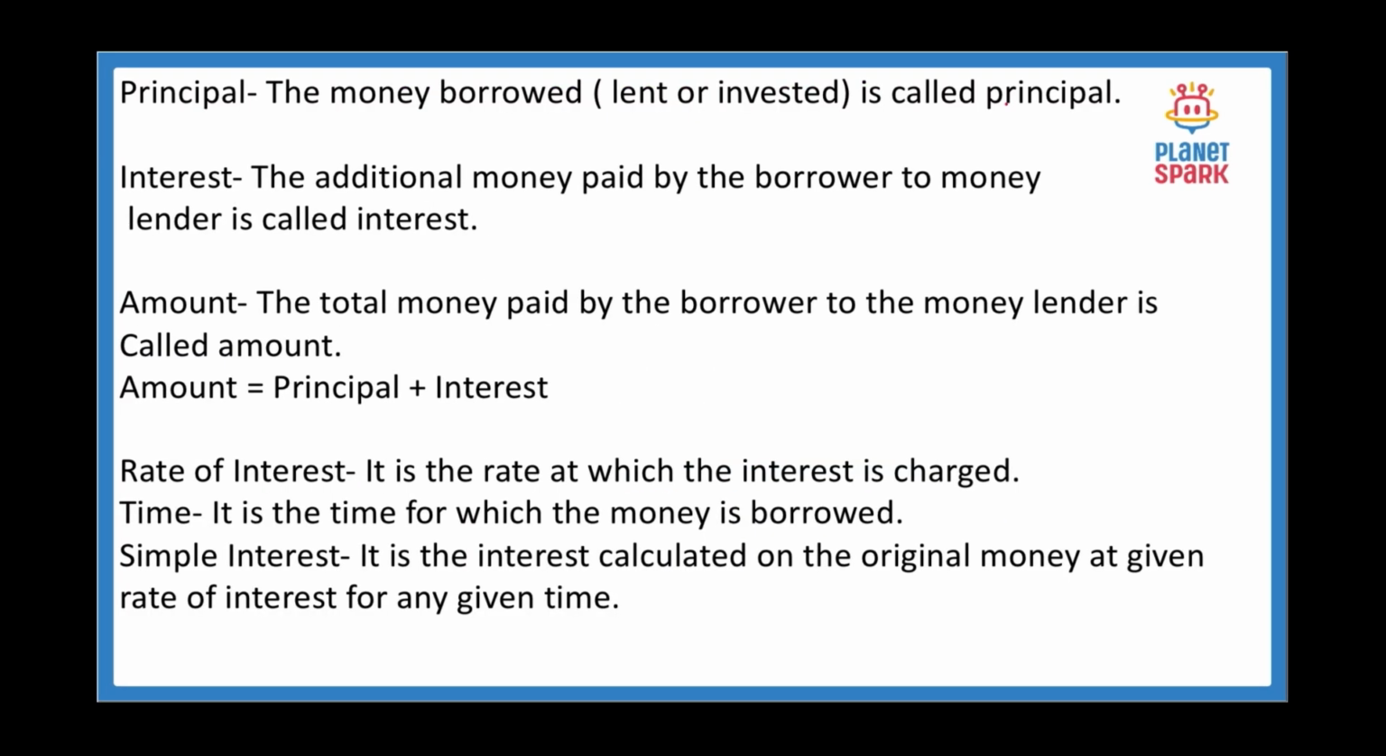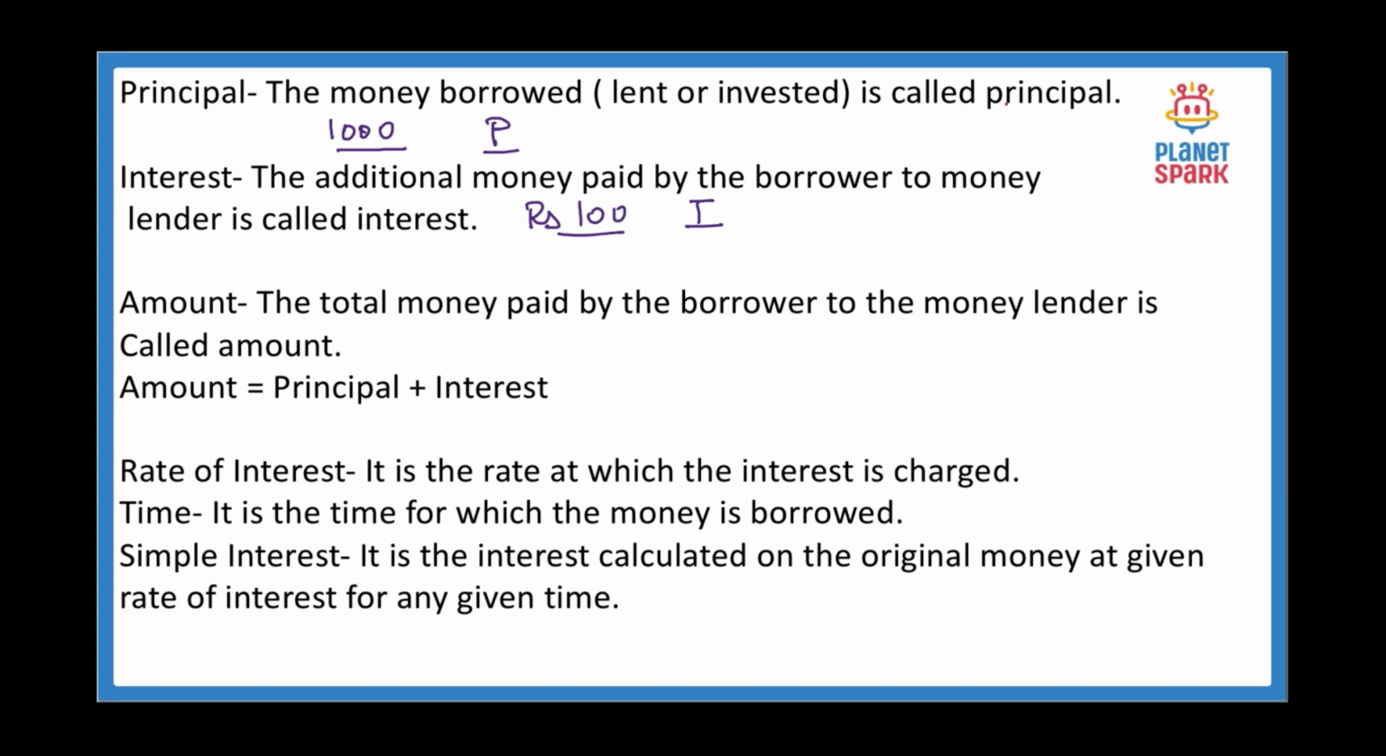But first, let's understand what is the principal amount. The money borrowed, lent or invested is called principal amount. Arav asked for rupees 1000. So 1000 rupees over here is the principal amount, which we denote by capital P. Interest: the additional money paid by the borrower to the money lender is called interest. Now, Arav had to pay 100 rupees extra to Ria. So, this 100 rupees is the interest amount, which is denoted by I.